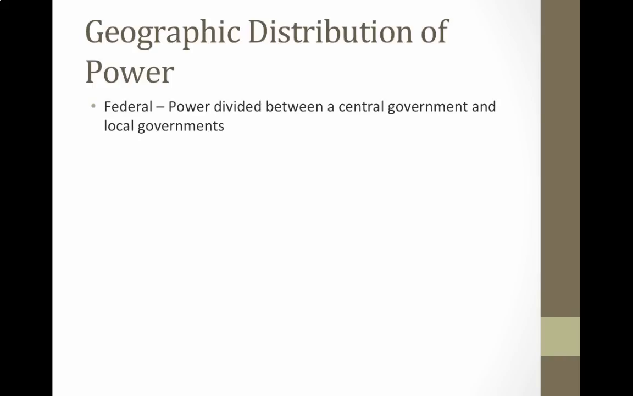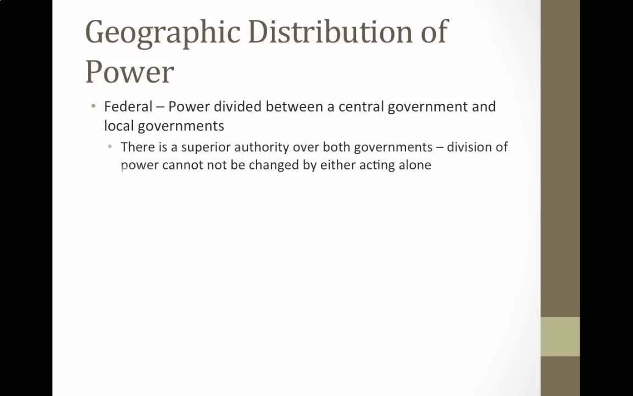The second one we're going to look at, federal, and this is the one you need to associate with the United States. This is where you have power divided between the central government and local governments. And what divides these two into the powers that they have is some superior authority that's over both of them. And here in the United States, make sure you get this in your notes, the superior authority over both of these governments, our central and local, is our Constitution. The Constitution divides the power, and it also says that neither one of them, the central government or our state governments, can change the rules acting alone. They have to do so together.